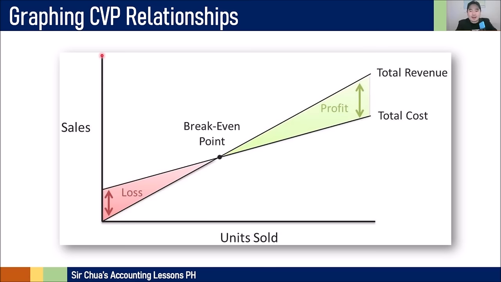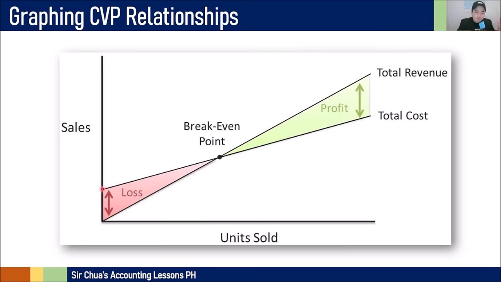Kasi po, syempre, ang revenue, pag wala kang nabenta, edi zero. Pero pag marami kang benta, aakyat ka na pupunta. Ito na yung revenue mo. Pero ang total cost po natin, bakit banda dito nag-umpisa? Kasi at zero production and at zero sales, ikaw pa rin naman po ay may mai-incur na fixed cost. Kaya po dito ang start niya. Pero syempre, paangat din po siya dahil meron po siyang effect ng variable cost.